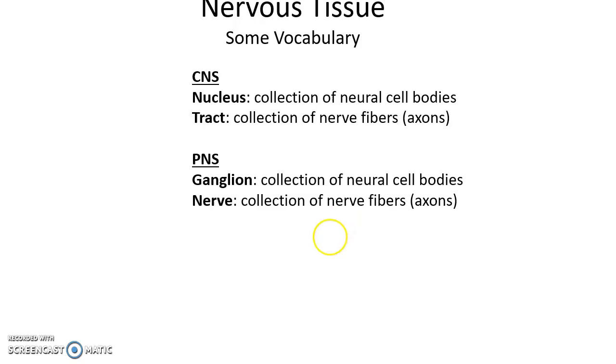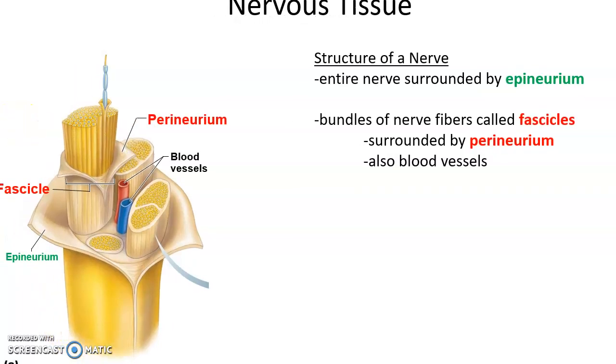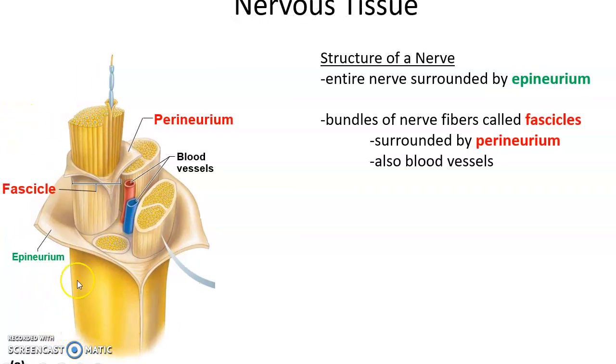In the case of the peripheral nervous system, it's a very well-defined structure. The structure is arranged in a manner that might seem familiar. So here is a nerve. The nerve is surrounded completely by a sheet of connective tissue called the epineurium. Within the nerve are bundles of nerve fibers in structures called fascicles. So you have multiple fascicles making up the nerve, surrounded by a sheet of epineurium around the entire nerve.